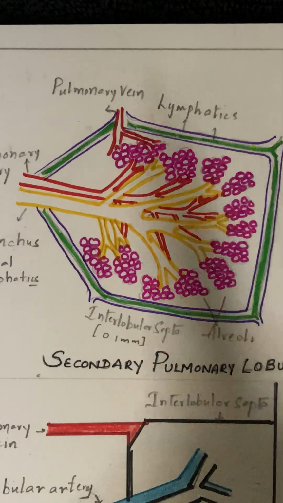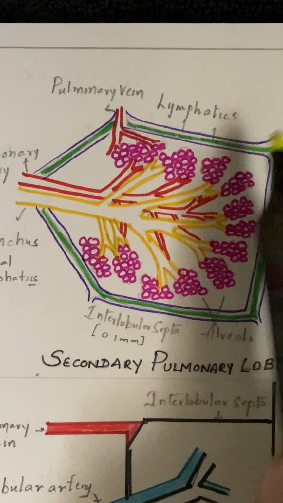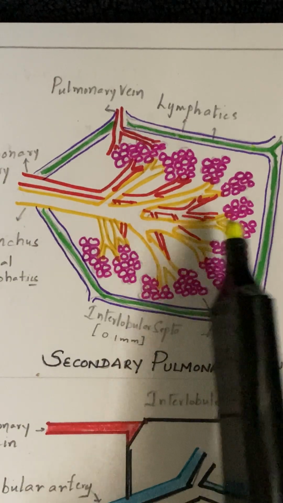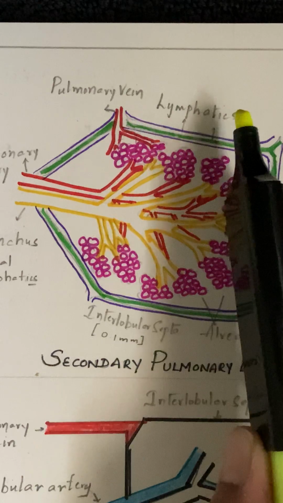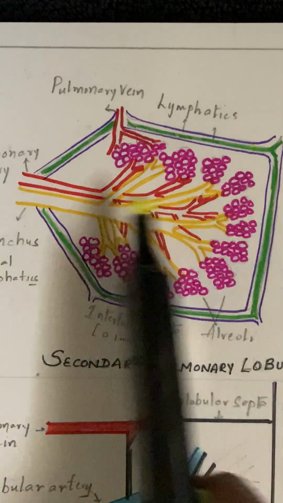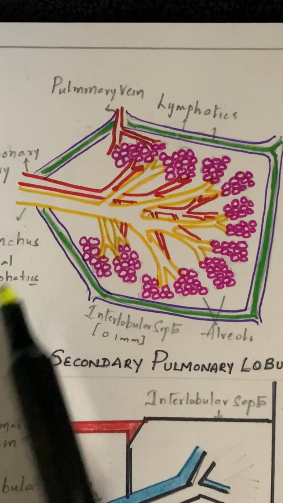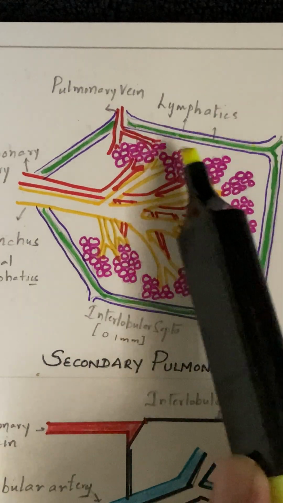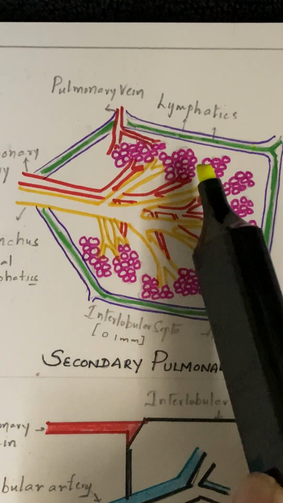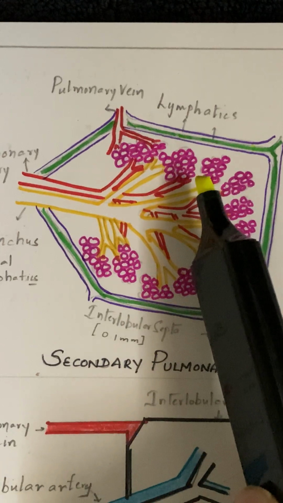So it's very easy. We have septal structures, centrilobular structures and lobular parenchyma. In septal structures, we have a pulmonary vein and lymphatics. In centrilobular structures, we have a pulmonary artery, bronchiole and central lymphatics. In lobular parenchyma, we have the pulmonary acinus with alveoli, and surrounding it they have intralobular septa.